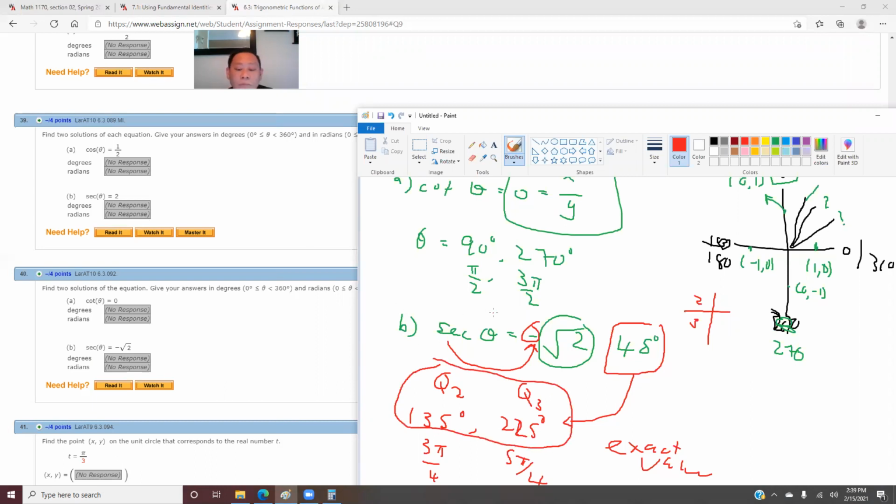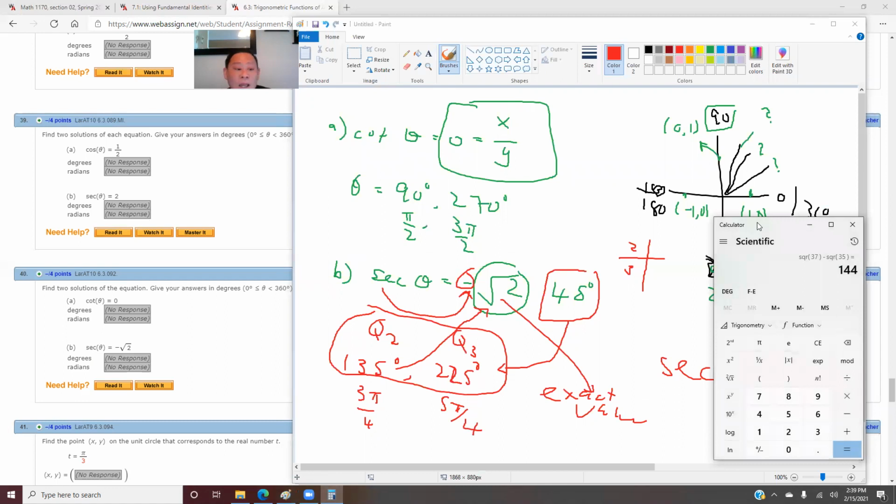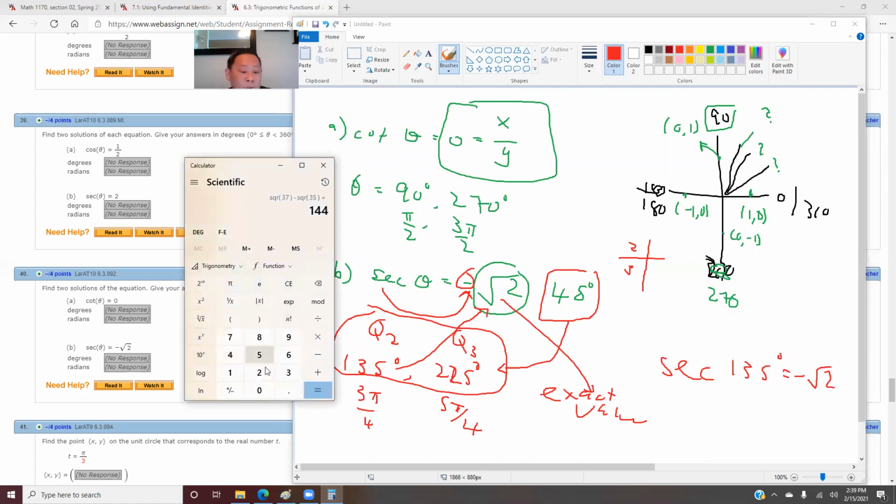One thing I'm always confused about is when you ask us for an exact value, but it's not on the unit circle. Like, the square root of 2 is considered an exact value. So if I ask you what is secant 135 degrees, your answer should be what? 3 pi over 4. Negative root 2. Oh, negative root 2 over 2. So you cannot use your calculator and do secant, which is 1 over cosine of this number.